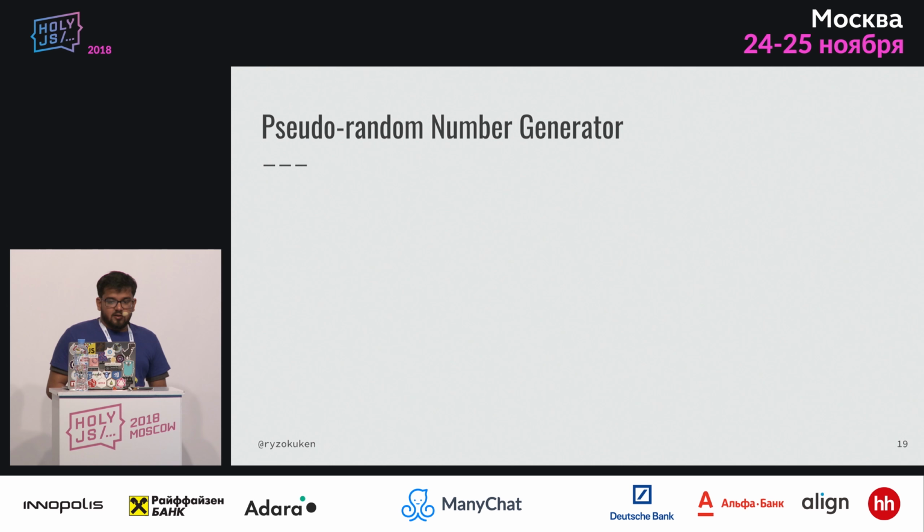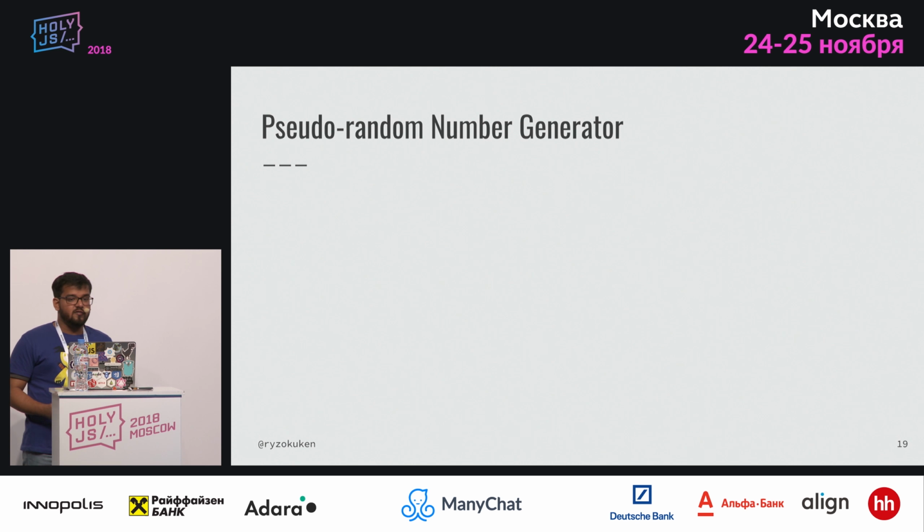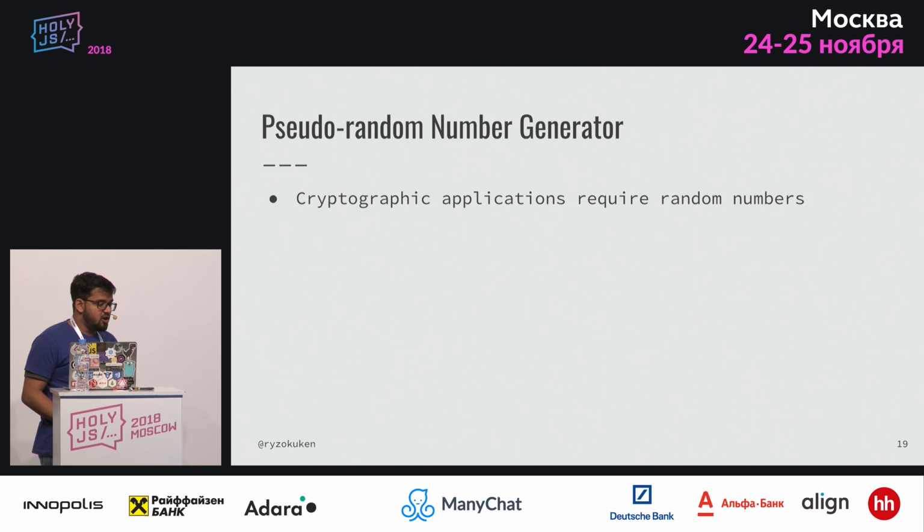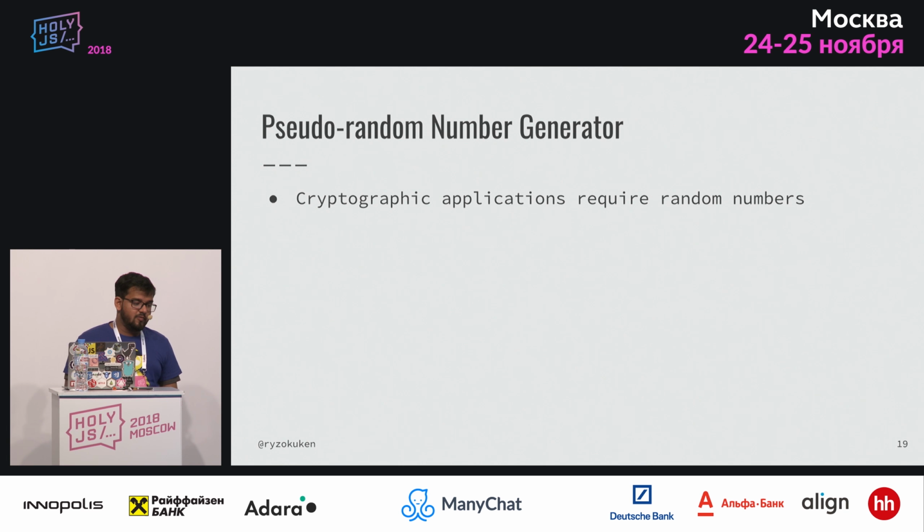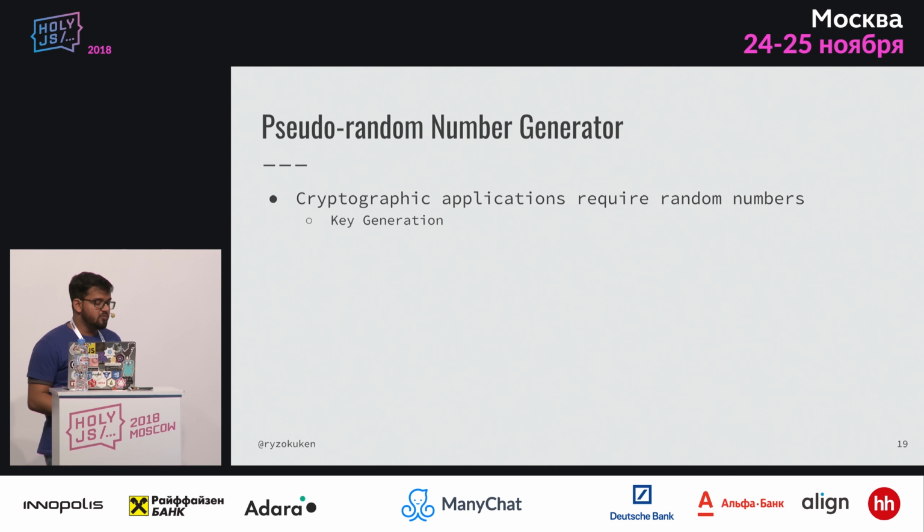Moving on to pseudo-random number generators. So random numbers are very common. We've all used and played with random numbers. They're important for the perfect functioning of a lot of crypto primitives as well. And which are these? So cryptographic applications require random numbers. You need random numbers to generate random keys and other moving parts of key generation.